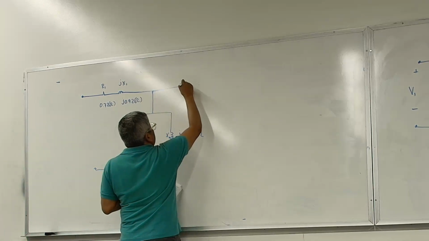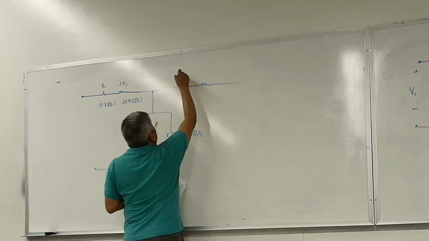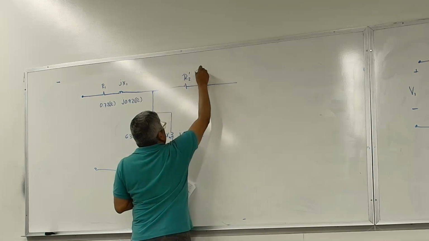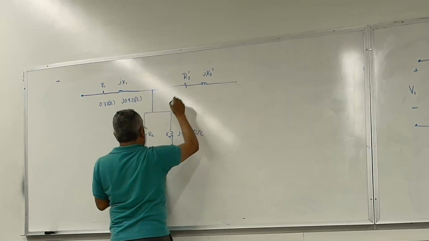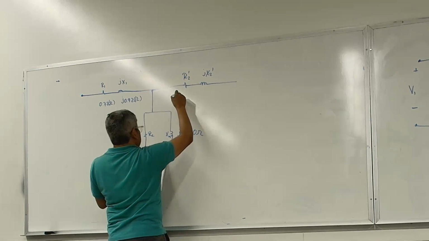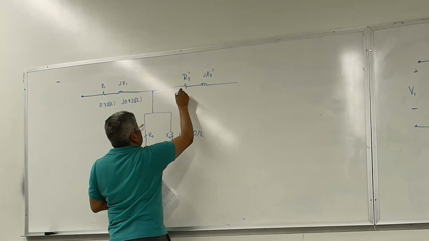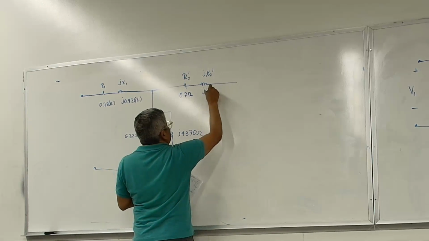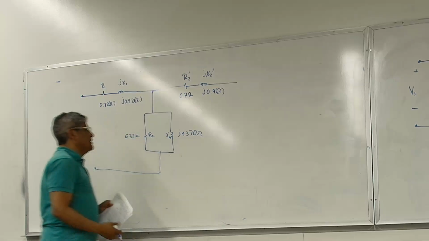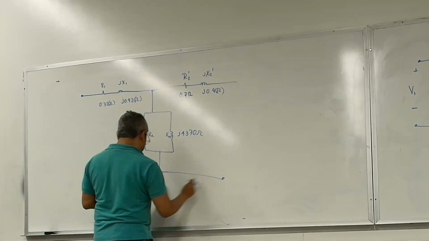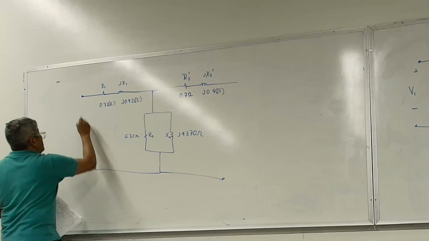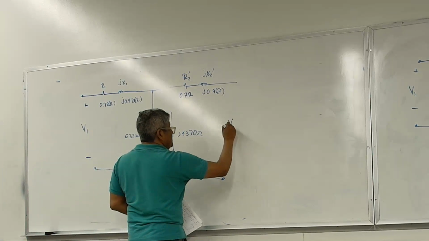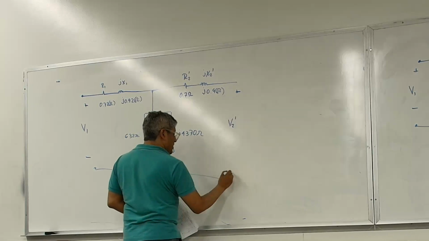And I have, okay, be careful on this one, R2 prime, JX2 prime. This one is 0.7 ohms. This is J 0.9 ohms. Okay, so this is the transformer model, V1 plus minus. I'm gonna write this, V2 prime plus minus.